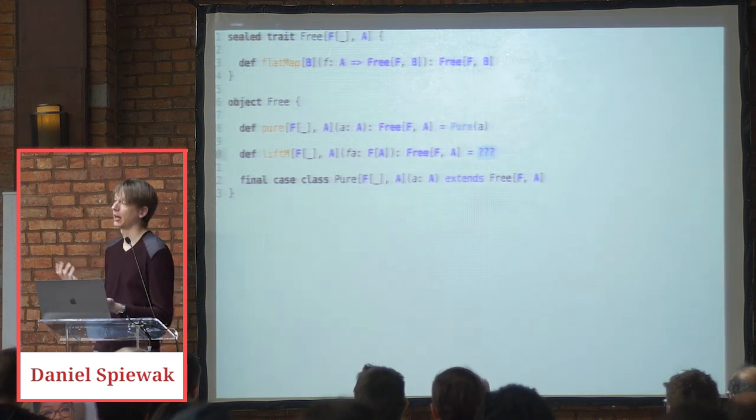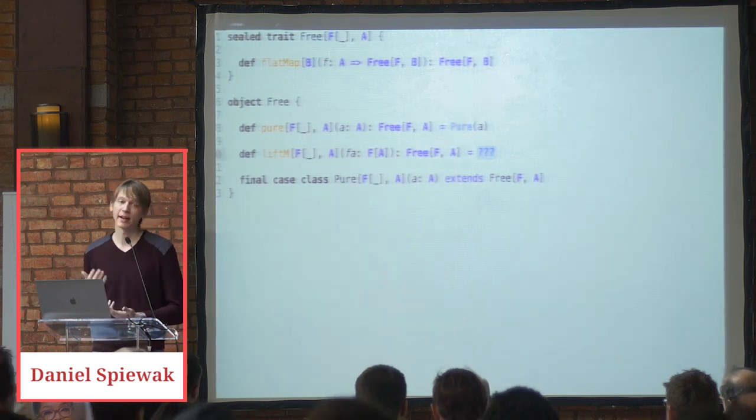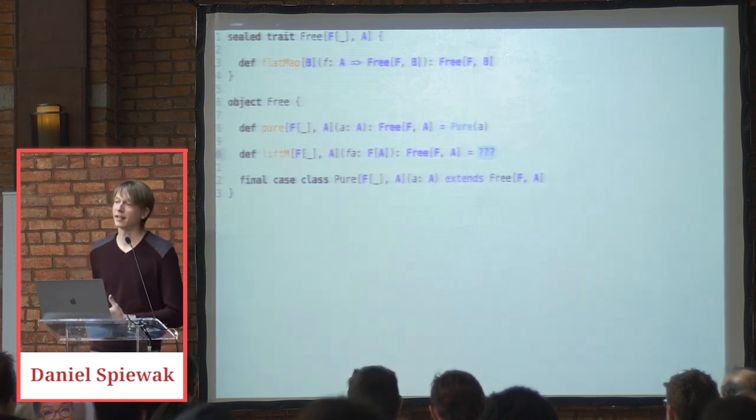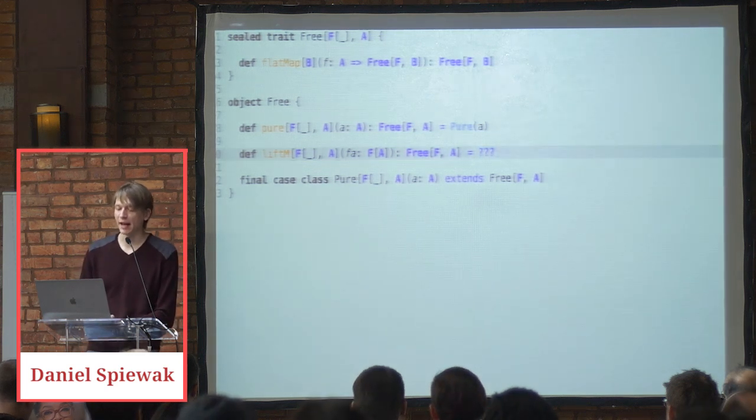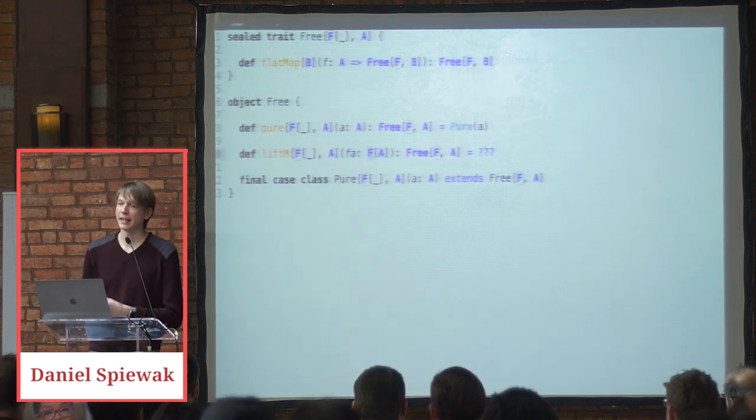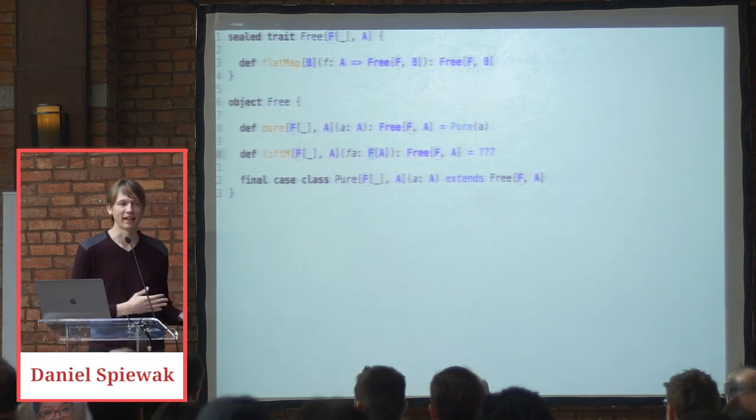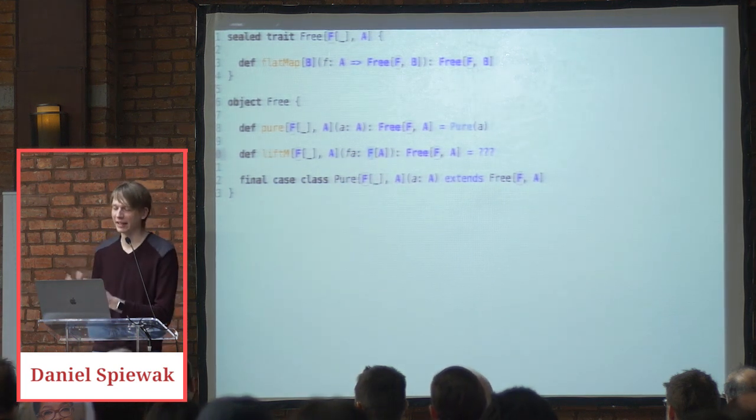What about liftM? How are we going to do this? Because we've got an F A, and we now have a case in our algebra that has an A, but we don't know anything about F. Just because it's an F A doesn't even mean that there's an A inside of the F. We don't have a way of getting an A out of this.